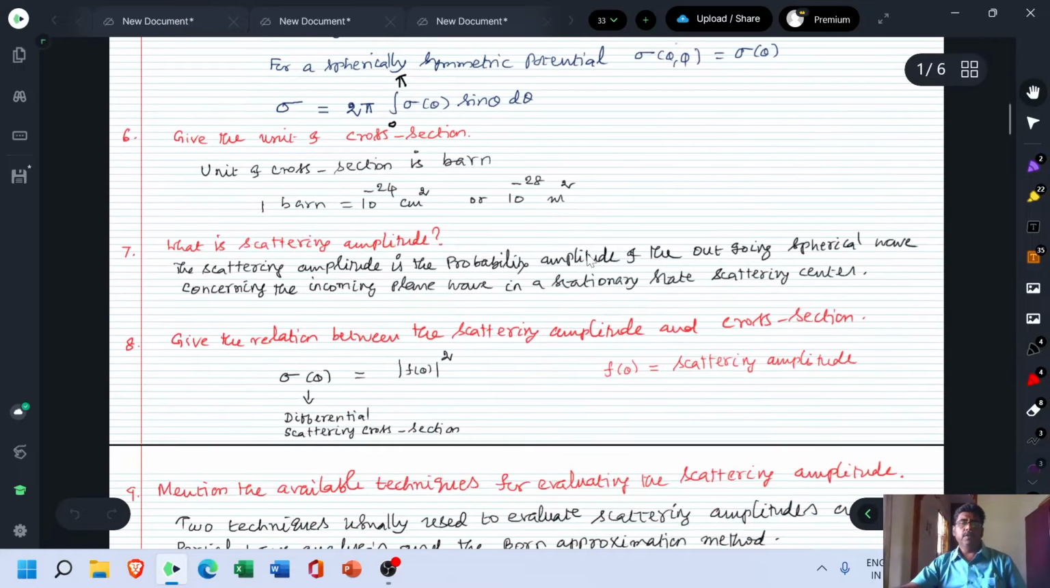Give the unit of cross section. Unit of cross section is barn. 1 barn is equal to 10 power minus 24 centimeter square or 10 power minus 28 meter square. What is scattering amplitude? The scattering amplitude is the probability amplitude of the outgoing spherical wave relative to the incoming plane wave in a stationary state scattering center.